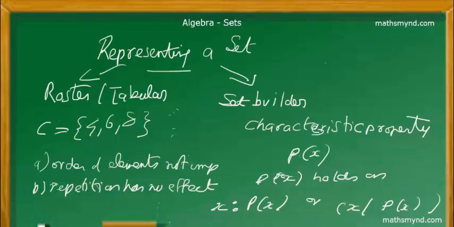So it's represented as x such that p of x. The slash or the two dots there means such that. So x is such that p of x holds. So that's how the representation is done in the set builder form.